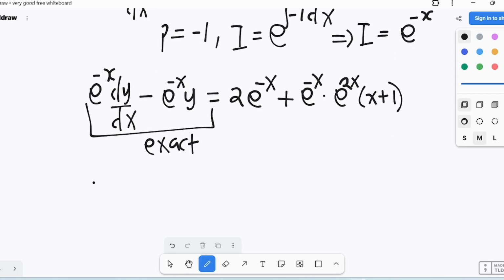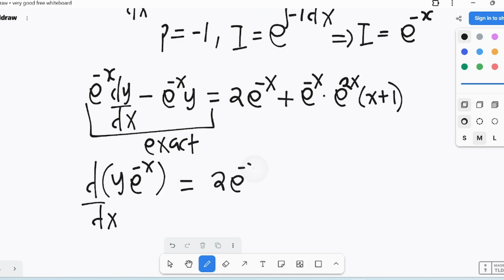Then we go ahead and identify where it came from. It's very easy to identify: it came from the derivative of y e^(-x) with respect to x, which is equal to 2e^(-x) plus, now here, in multiplication of the same bases we add the powers, so we shall have e^x (x + 1). The next thing is to integrate everything.